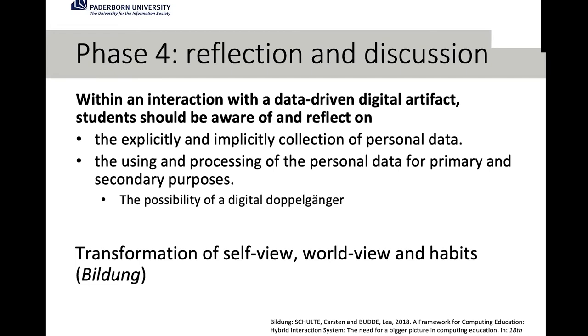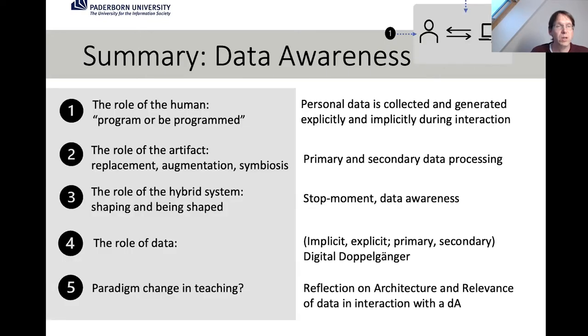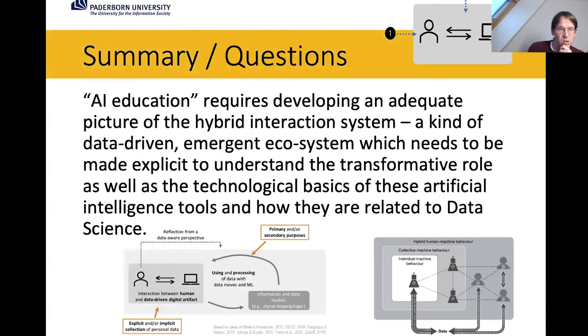On a more lower level, be aware that there is explicit and implicit data, and direct and indirect possibilities, and also the possibilities of the digital doppelganger in processing the data. And yeah, we think that it's part of what we call Bildung. Here's a summary of what can be learned or what's important in the data. So I think I said this basically all. So I try to close with this here.